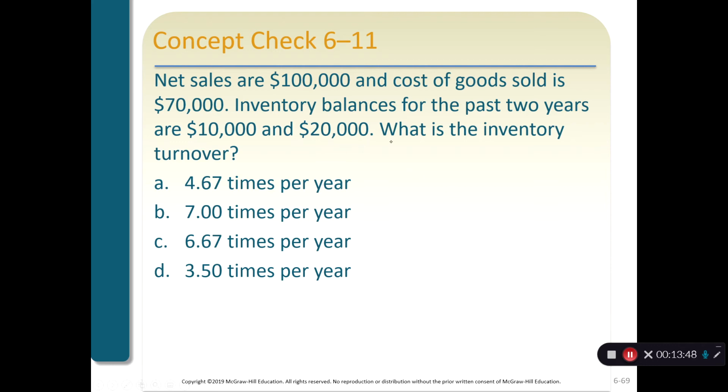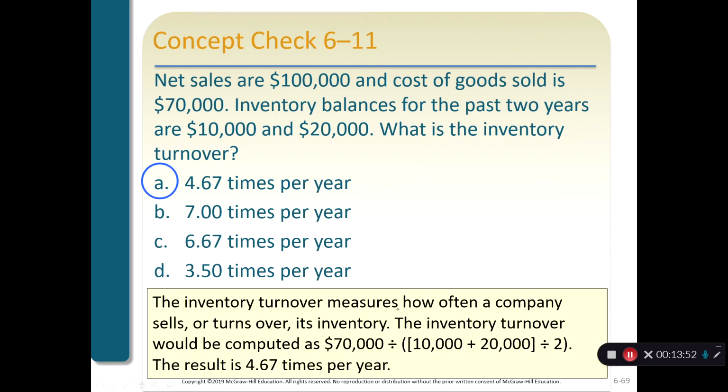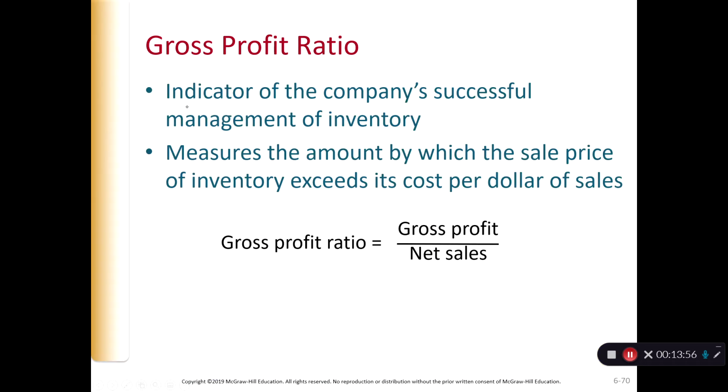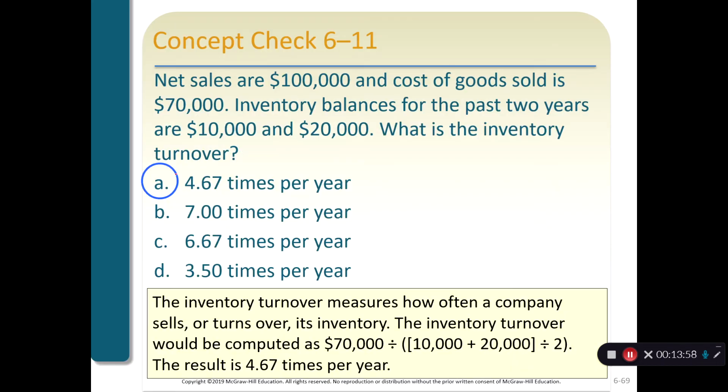So basically, the turnover ratio equals the cost of goods sold divided by the average inventory. Average inventory equals the beginning inventory plus ending inventory, divided by 2. So therefore, we get 4.67 times per year.